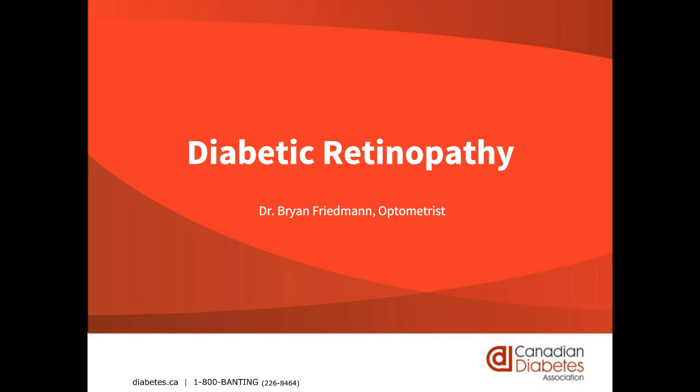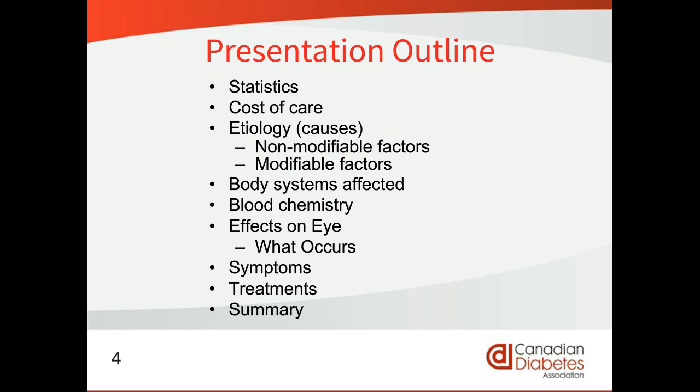Go to this slide. There we go. We have a couple of things we're going to go through. Briefly, we're just going to go through some statistics, the cost of care, the causes, the body systems affected, what's happening at the blood level, what's happening at the eye, what are the symptoms of the eye, and what do we do to the eye when it comes to be a problem.